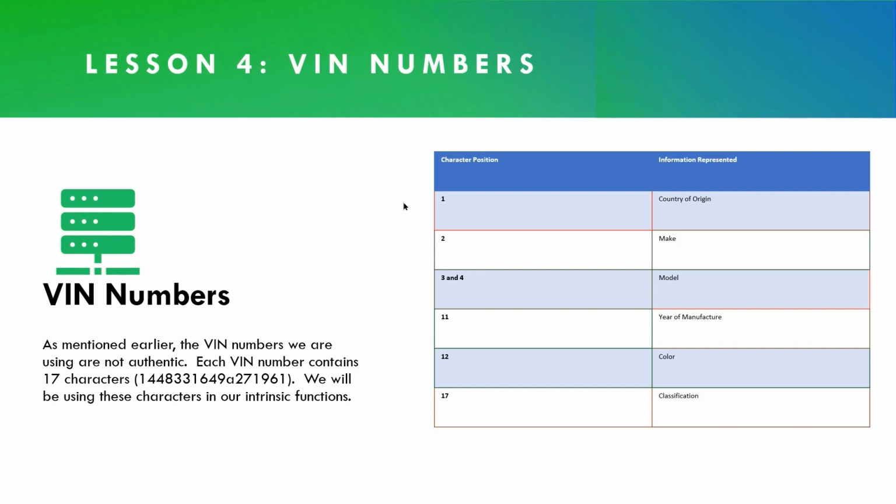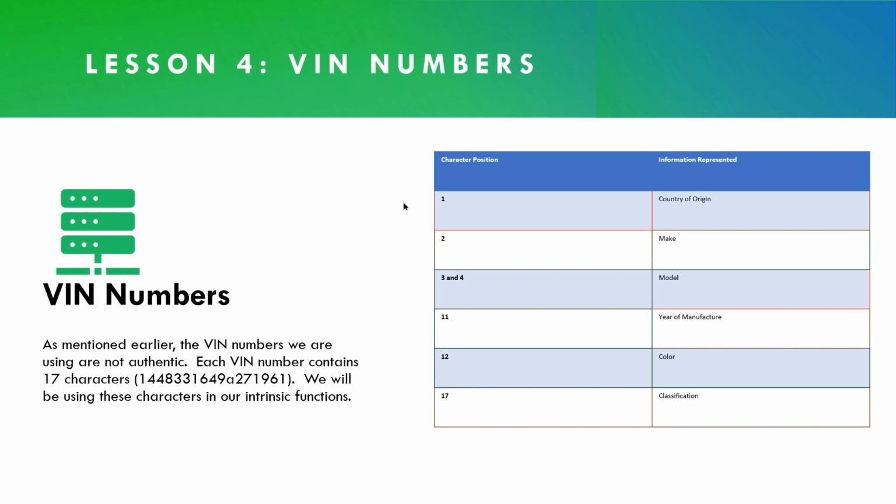The second one is the make. 2 characters represent the model, and that would be the 3rd and 4th characters. The 11th is the year of manufacture. The 12th is the color, and the 17th is the classification. So the last one is the classification. In our make-believe VIN number world, that's what we're using.